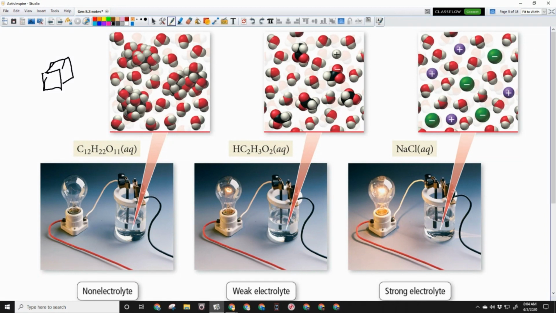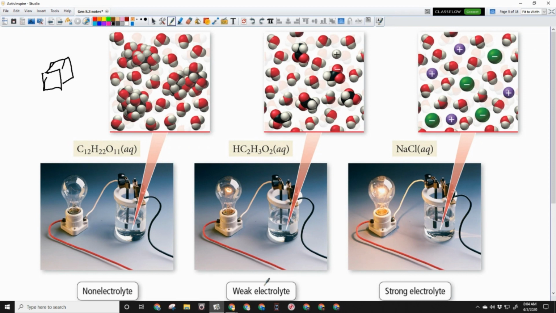And we can see here that the light bulb is on, but it's not on very brightly. It's very dim or weak. That's because vinegar only slightly dissociates when you put it into water. So you may have several molecules that don't split apart, but then you are occasionally going to have one where the hydrogen does split apart from it.